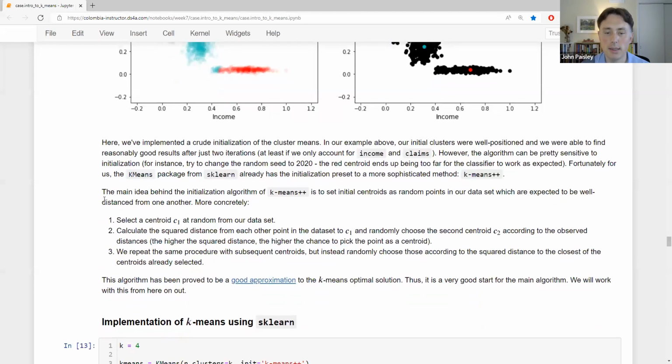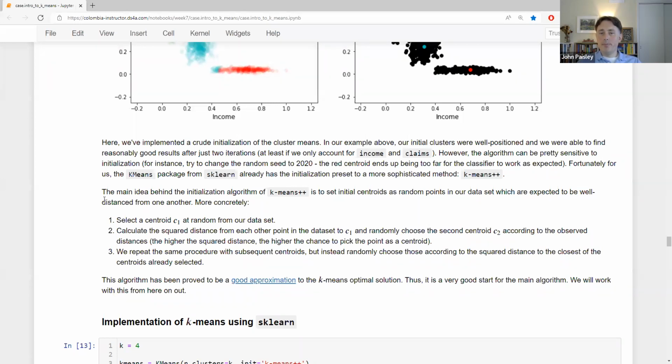Okay, so next we'll discuss initialization. Initialization is important for k-means, very important. Here we implemented a crude initialization by just randomly picking points. However, it can be sensitive. So if you change the initialization, it could give you pretty different results.